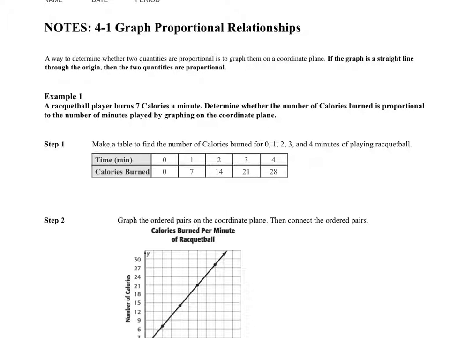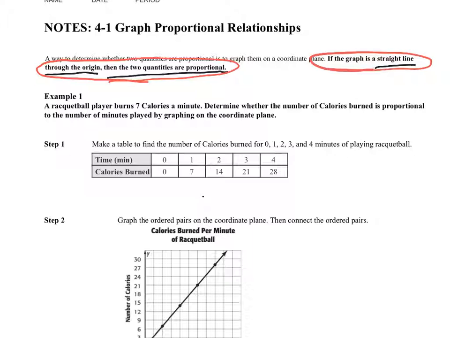Okay, so my paper is going to look a little bit different than yours, but it doesn't have a box around here, and so we're just going to go over this. So we're going to read this first thing right here at the top. It says, a way to determine whether two quantities are proportional is to graph them on a coordinate plane. And then if the graph is a straight line and it goes through the origin, then the two quantities are proportional. This is so important right here. Okay, so it needs to meet both of those criteria.